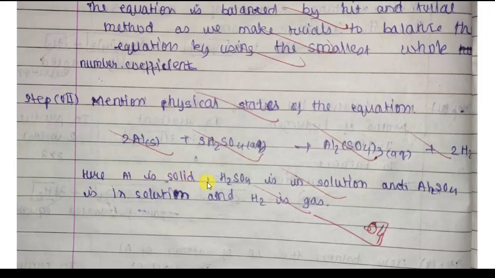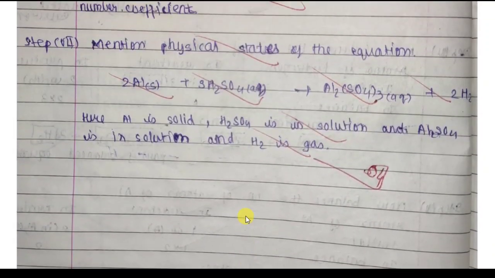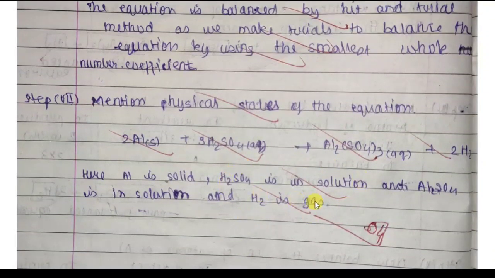Here Al is solid, H2SO4 is in solution, Al2(SO4)3 is in solution and H2 is a gas. So you have to write down these physical states and conditions. Here are all the steps of balancing the equation, how you have to find this type of equation and try to maintain the same atoms of each element on both sides. So you have to write this type of question's answer in exams. Try to write carefully and read this type of questions in exams, so you have to know them very well.